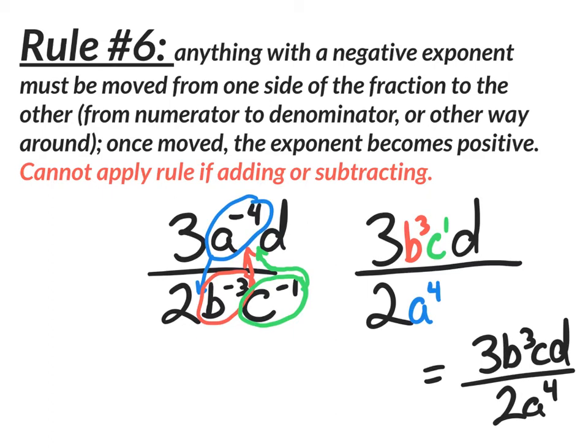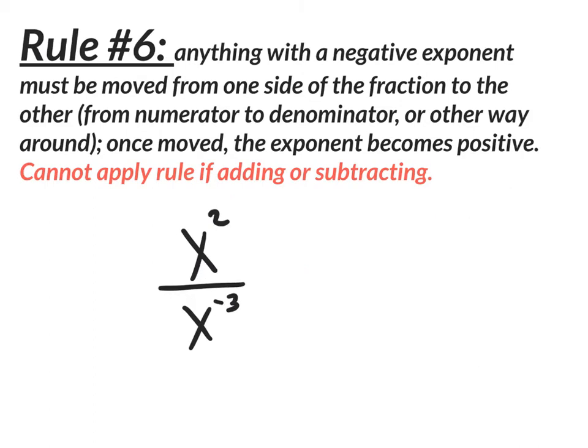Sound good? All right. Let me do one more with Rule 6, but it has a combination with Rule 1. Check it out. Super easy. X to the second over x to the negative 3. What has a negative exponent? The x to the negative 3 has a negative exponent. So I circle it. I draw an arrow. Am I moving the x squared down? No, it's a positive exponent.